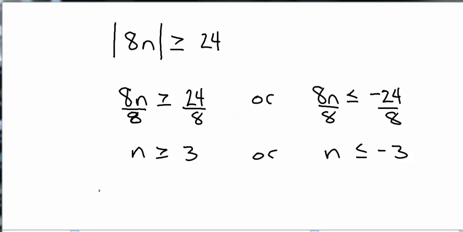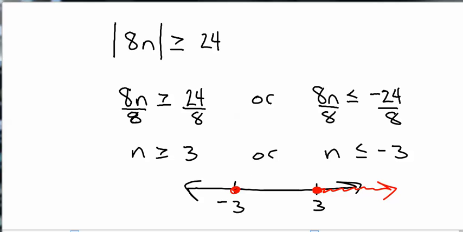It's probably going to tell you to graph them, just like you've been graphing them. You've got a negative 3 and a positive 3, and it's closed on both, right? Greater than or equal to 3 is out here. Less than or equal to negative 3 would be over here. So that was a greater than problem.